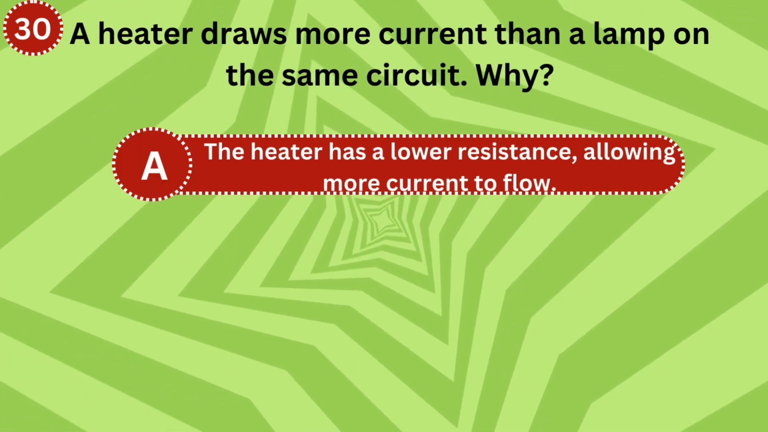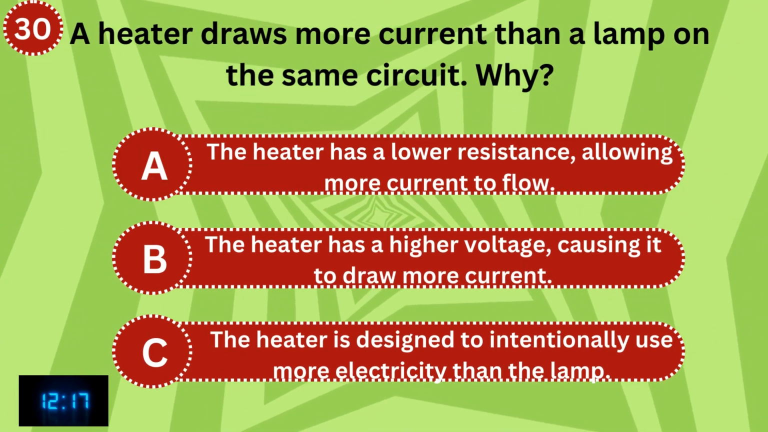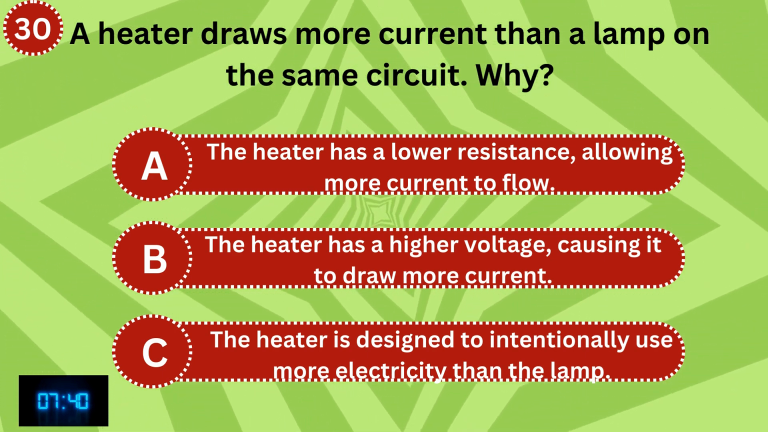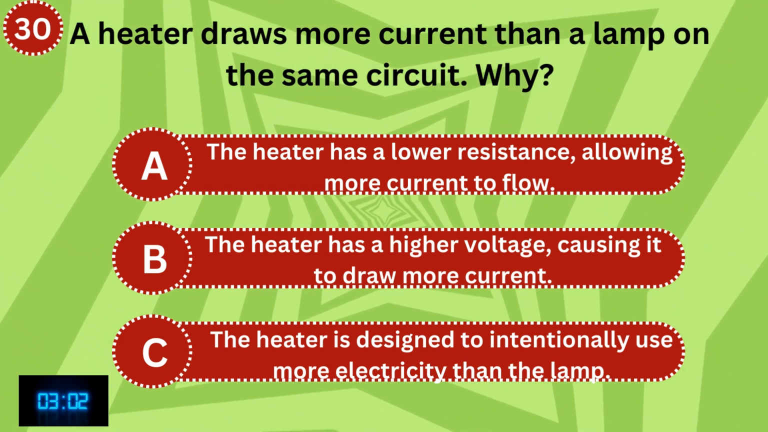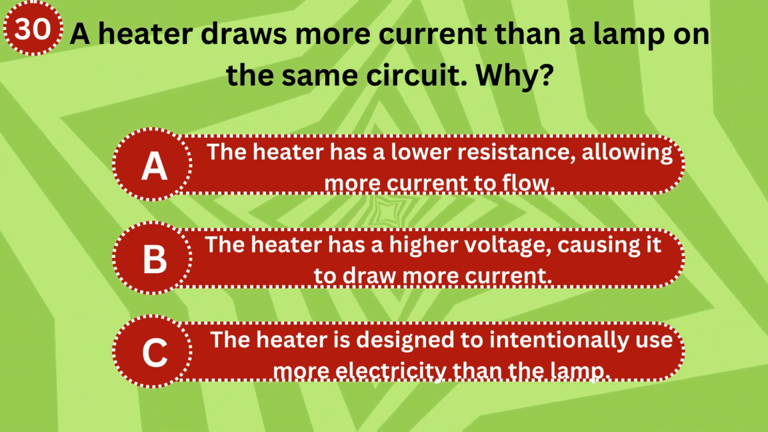A heater draws more current than a lamp on the same circuit. Why? The heater has a lower resistance, allowing more current to flow. The heater has a higher voltage, causing it to draw more current. The heater is designed to intentionally use more electricity than the lamp.